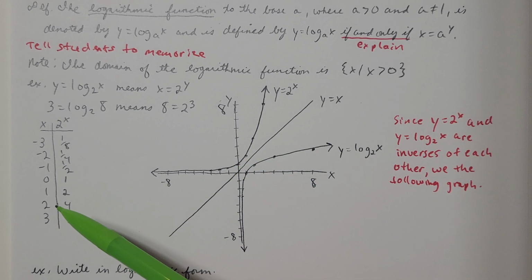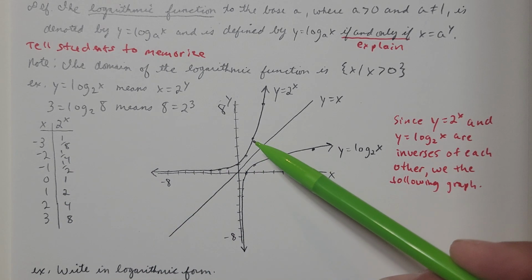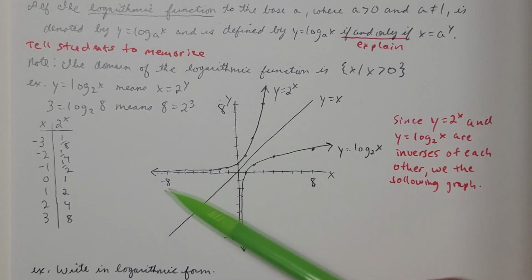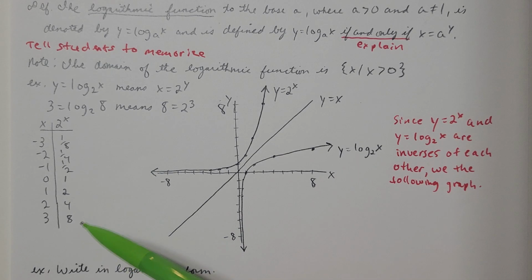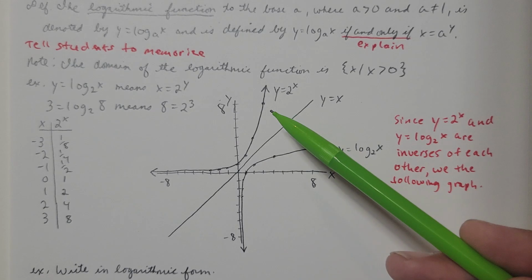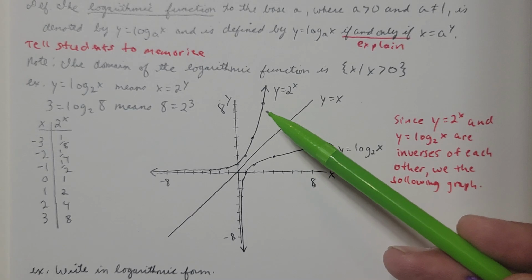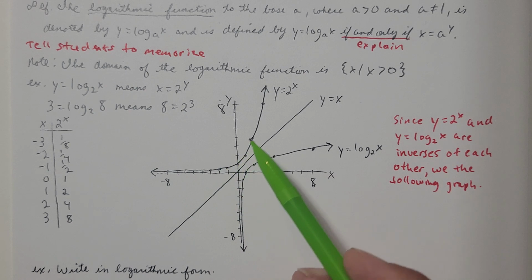If x is 2, 2 squared is 4. Okay, so there's 2, 4 on the graph. And then if we let x be 3, 2 cubed is 8. Okay, so that point is on the graph, 3, 8. And after I got these points plotted, I can draw the curve.